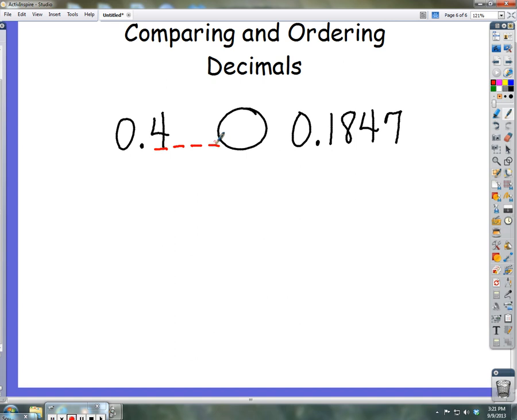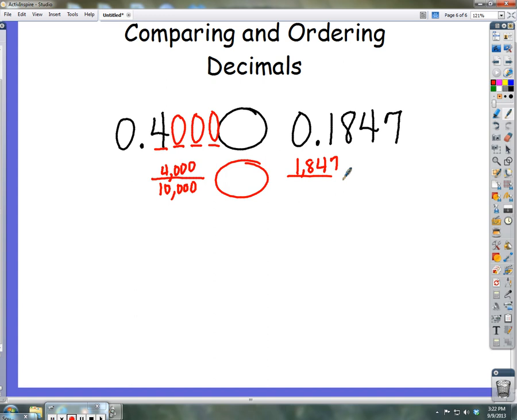So to do that, or in other words, make it equivalent to the 10,000ths place, I would simply add 3 zeros to the end. So this would be 4,000 compared to 1,847. Or remember, that's really 4,000 10,000ths compared to 1,847 10,000ths.